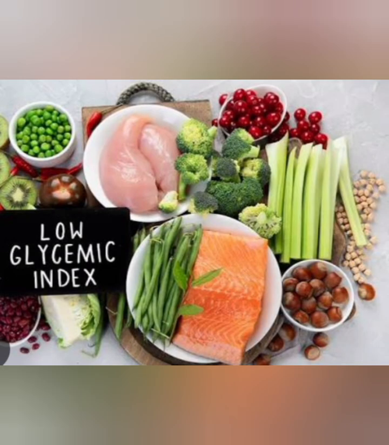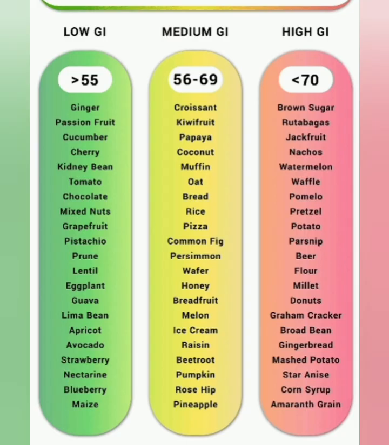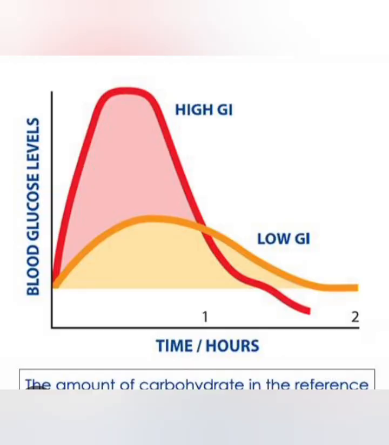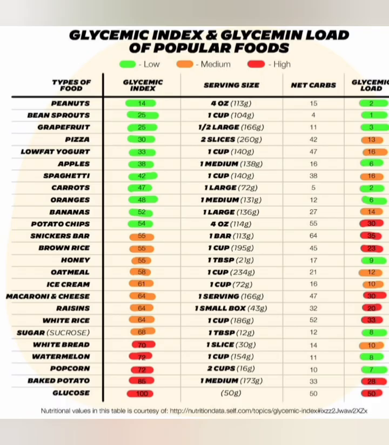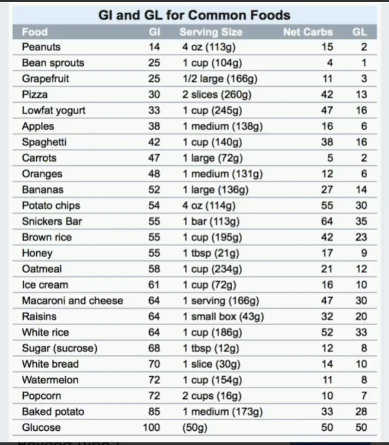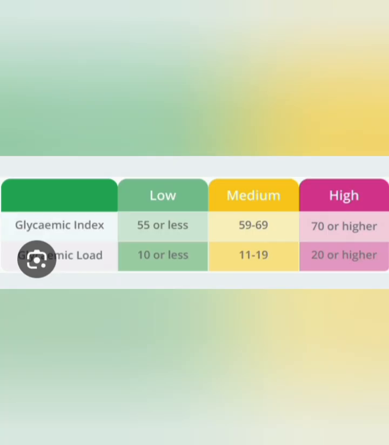Medium GI meals are whole wheat pasta with marinara sauce and vegetables, grilled chicken with quinoa and steamed vegetables, brown rice with chicken and mixed vegetables, brown rice glycemic index 50. Then high GI meals are white rice with fried chicken and sugary sauce, pasta with white sauce and garlic bread, breakfast cereal with milk and banana.